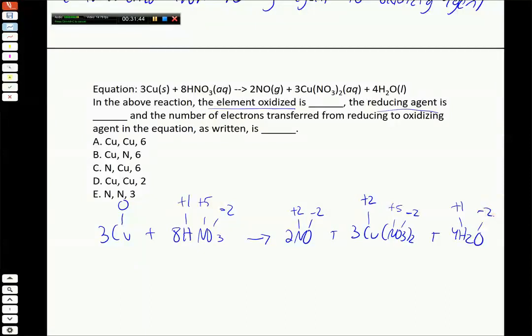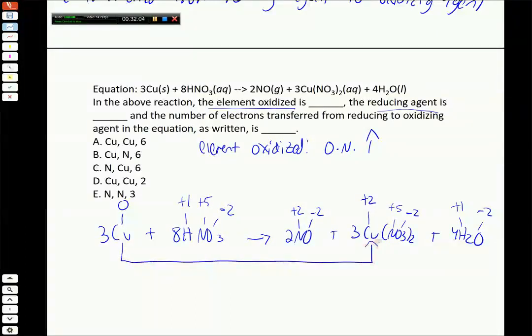So the first thing we have to do is figure out which element is being oxidized. The element that's being oxidized, that means its oxidation number should increase. And if we see what's going on here, we see that copper goes from 0 to +2. So copper is going to be the one that's being oxidized because its oxidation number gets more positive or larger. So the first part of the answer has to be copper, which means we can eliminate choices C and E. And then we're asked for the reducing agent.